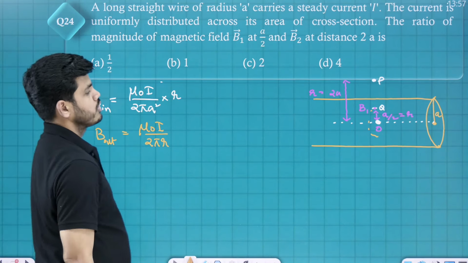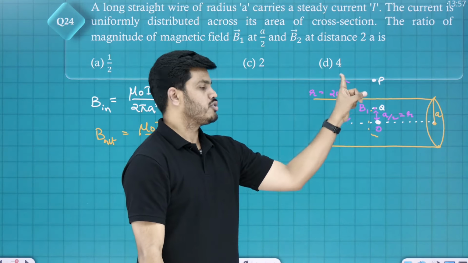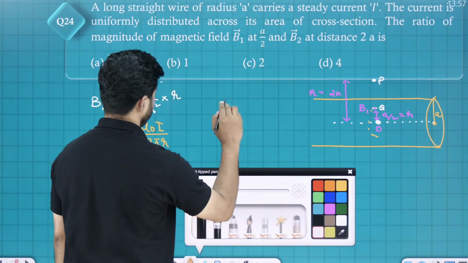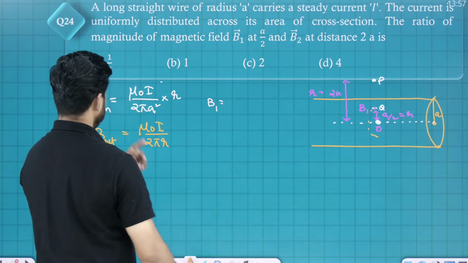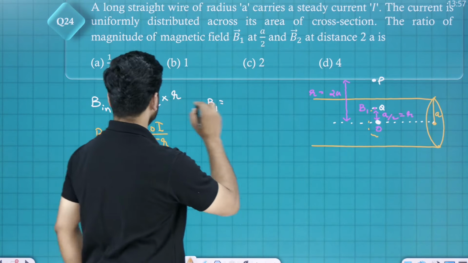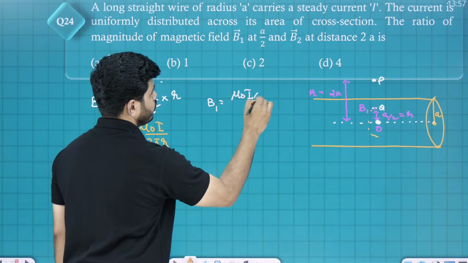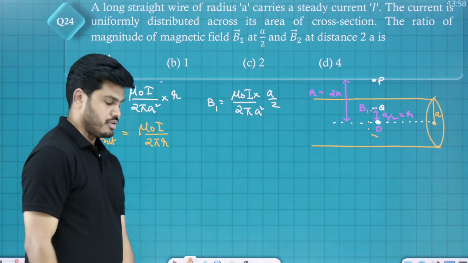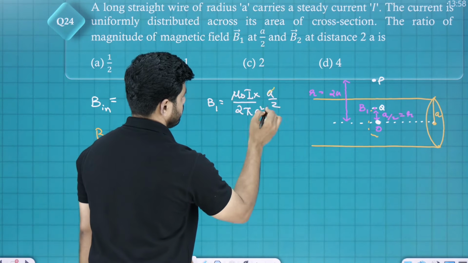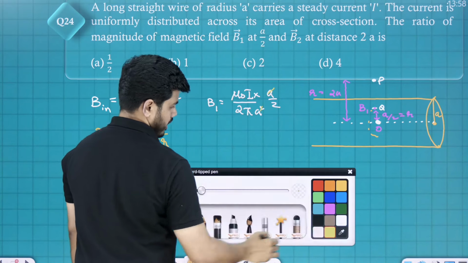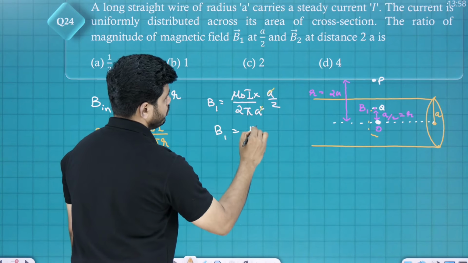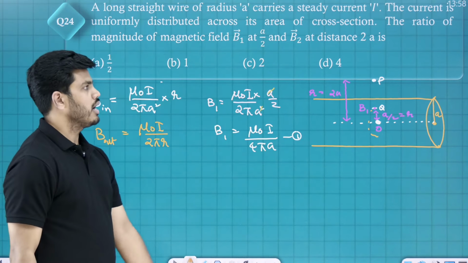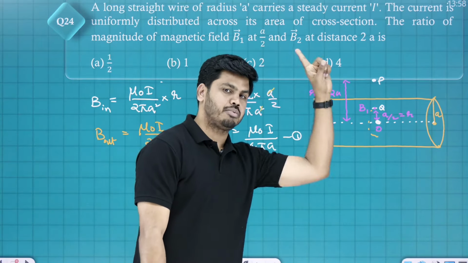So now you can substitute the R values. The R value is A by 2 for B1, and it is 2A for B2. So let us calculate B1 and B2. I'll go for B1. B1 is the field inside, R is equal to A by 2. So mu naught I into A by 2 divided by 2 pi a square, correct? A square and A cancel, one of the A gets cancelled here. What is the final expression for B1? Mu naught I divided by 4 pi A, equation number 1. That is the magnetic field at the point Q, that is B1 as per the question.